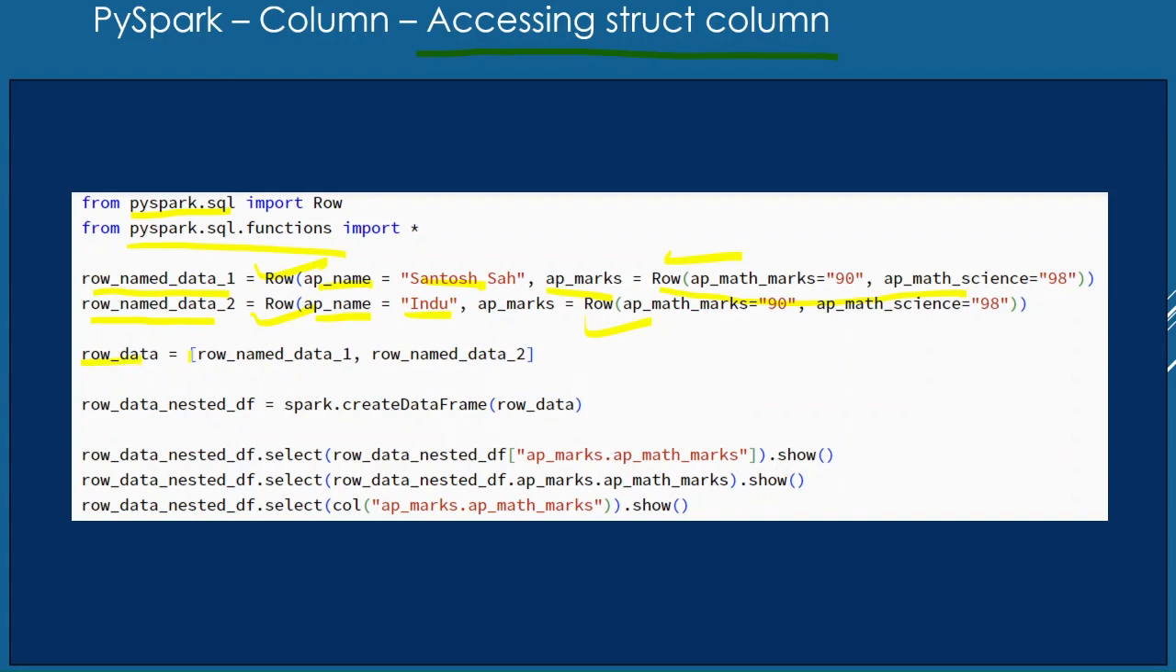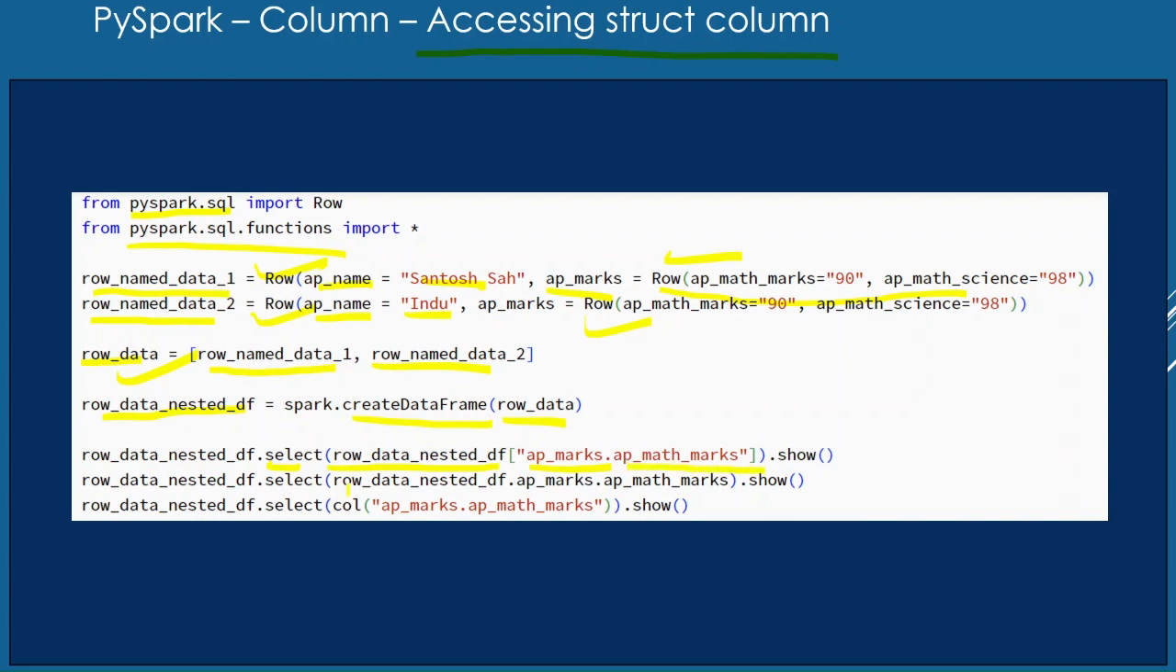Here we are creating a list object by passing these two named row objects. With the help of the createDataFrame function, we pass this list object to create this data frame. Once the data frame is created, we can see how to access a column which is present in a struct type column. In the select function, we pass the name of the data frame, then the square bracket. In the bracket, the name of the struct column, and in the struct column, the name of the column.